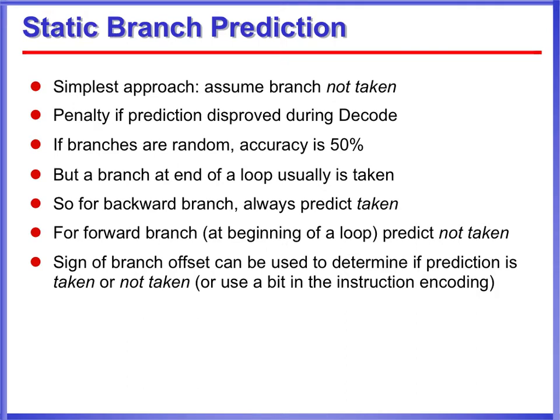Okay, so again, in general, static means predict the same way every time. If you predict somewhat intelligently, you're going to be right more than 50%. If it's just random, the accuracy is maybe going to be around 50%. When you predict wrong, you still have a branch penalty. You lose a clock cycle, right? You fetch an instruction that you have to discard. But when you predict correctly, you don't.